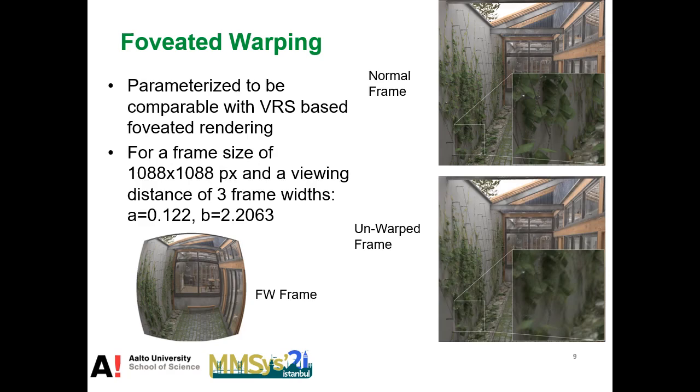We parameterize our foveated warping setup to be comparable to foveated video encoding, as discussed previously. Here you can see a normal frame and then the same frame warped with foveated warping, assuming the gaze is at the center, and then the same frame is unwarped here.